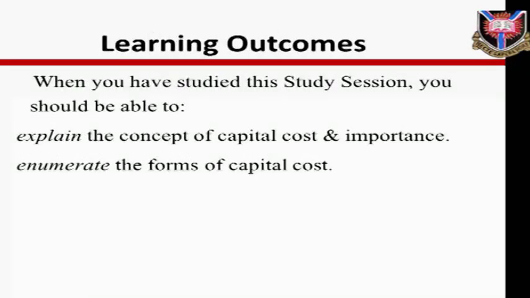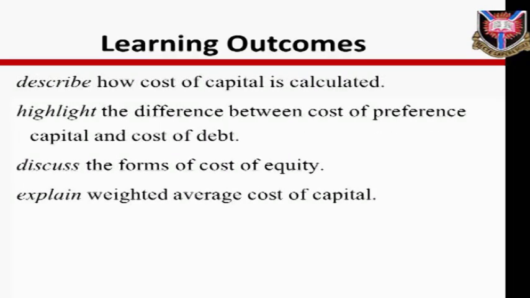Learning outcomes. When you have studied this session, you should be able to: 1. Explain the concept of capital cost. 2. Discuss the importance of capital cost. 3. Enumerate the forms of capital cost. 4. Describe how cost of capital is calculated. 5. Highlight the difference between cost of preference capital and cost of debt. 6. Discuss the forms of cost of equity. 7. Explain the weighted average cost of capital.